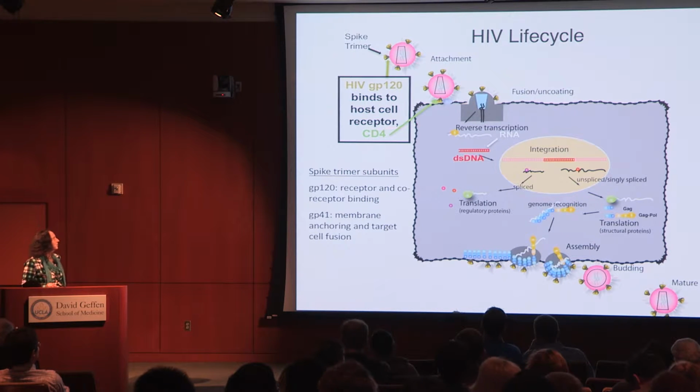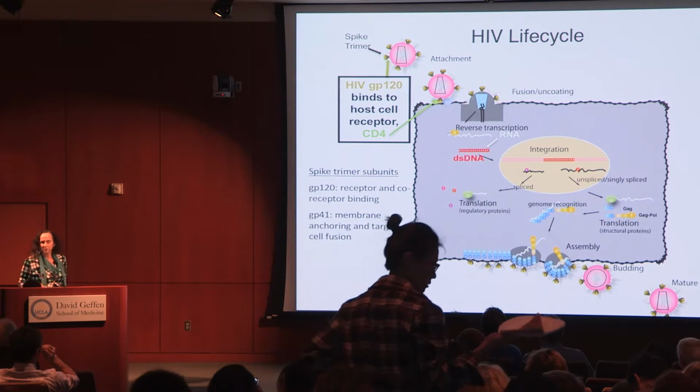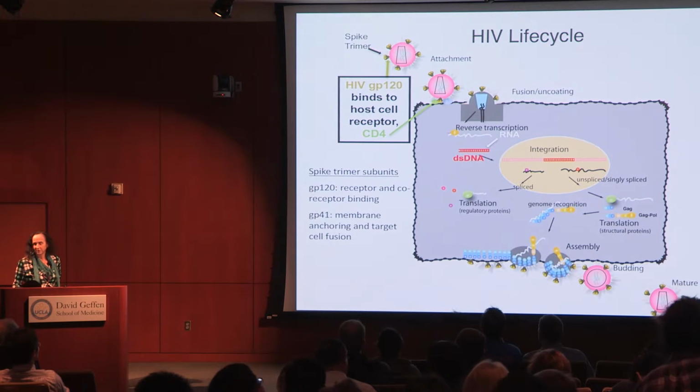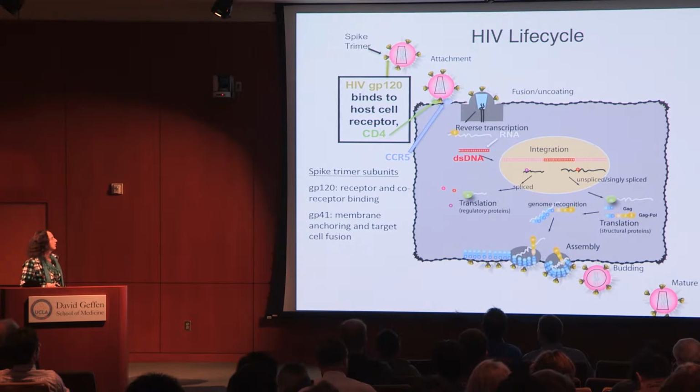So it binds to CD4, and that triggers a conformational change in the spike trimer that allows it then to interact with its co-receptor, which is called CCR5 or CXCR4, these are chemokine receptors. So I'll be talking about the interaction between GP120 and the spike trimer as a whole with CD4, and then also the conformational change that occurs to allow it to bind to co-receptor. But so we've only gotten to the part where it binds to the outside of the cell.